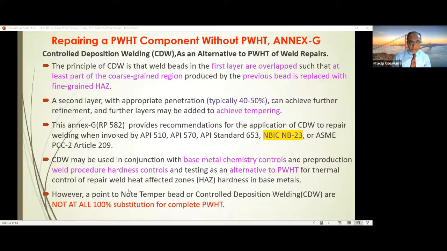But again, a note of caution: temper bead is not at all a 100% substitution for complete PWHT. So one has to be very selective and very careful. You need to assess all the scenarios, and only then conclude whether you are going to adopt the temper bead process for any weld repair or not.